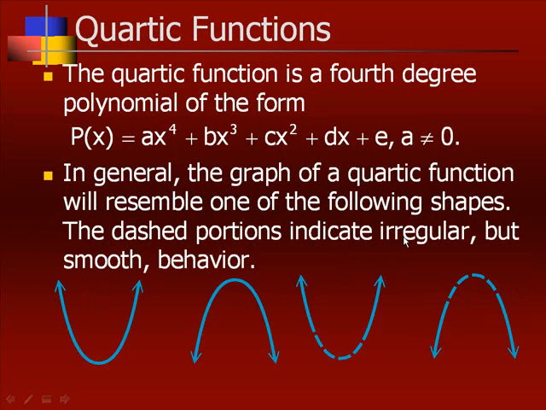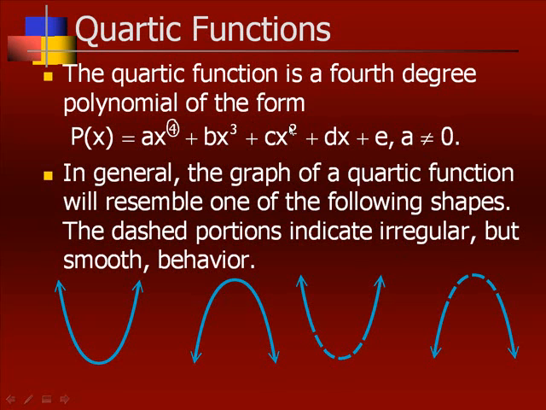Now the quartic function is a fourth degree polynomial of the form p of x equals ax to the fourth plus bx to the third plus cx to the second plus dx plus e, as long as a is not equal to 0. Notice we always set these up. If it's a fourth degree, that means the highest power is 4. And then we go ahead and include all the lower powers.